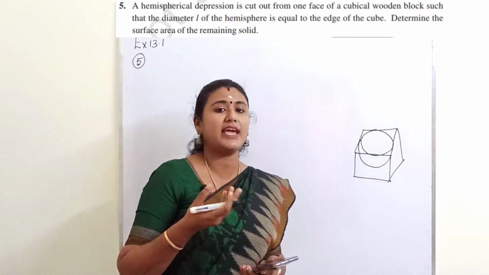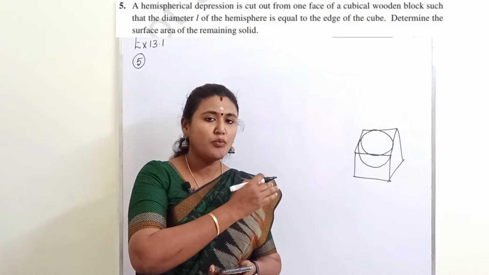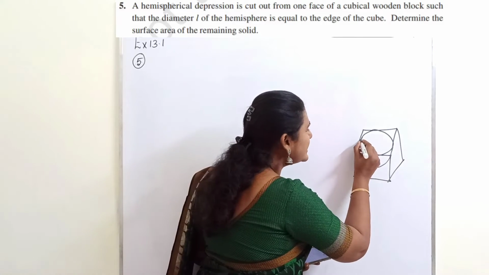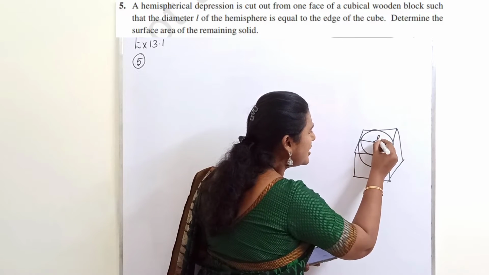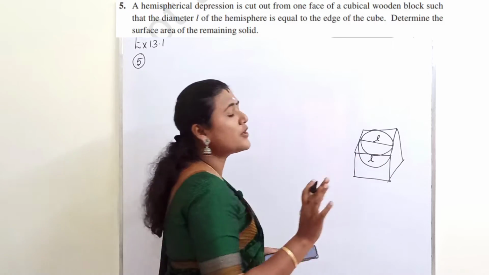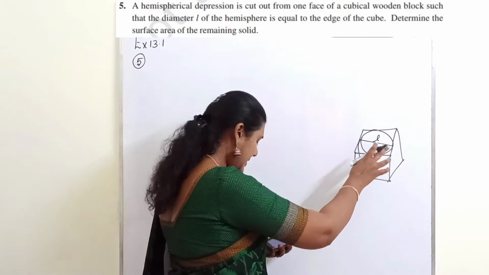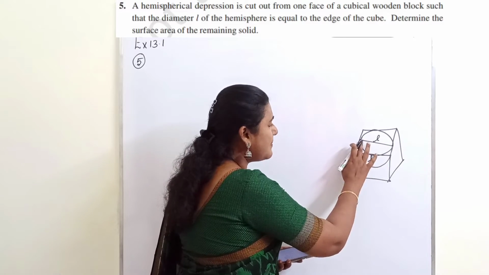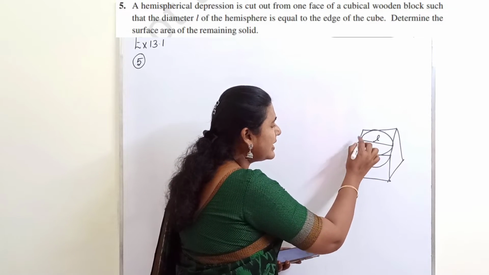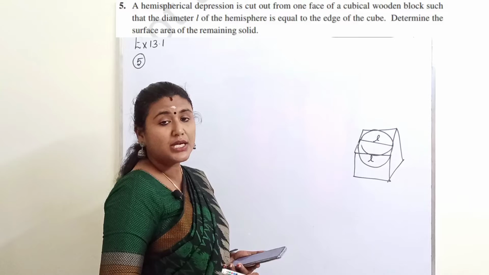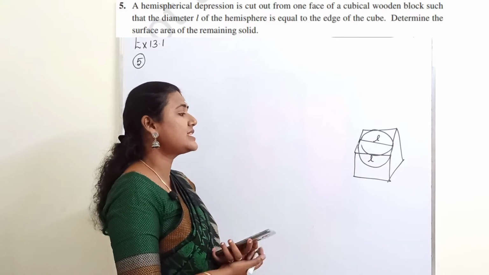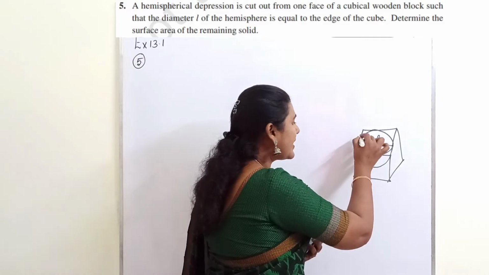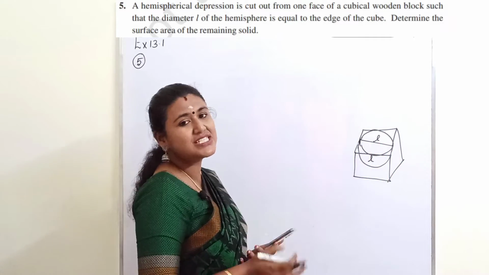We are removing a hemisphere from one face of the cube, and the diameter of this hemisphere is equal to the edge of the cube. So diameter is given as L. The diameter L of the hemisphere is equal to the edge of the cube. Then we have to find the surface area of the resulting solid. So we have to find the surface area of this portion.